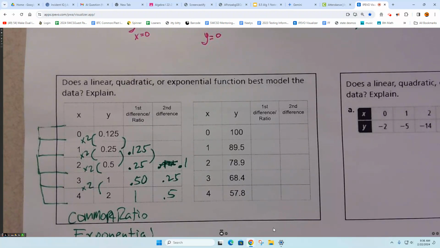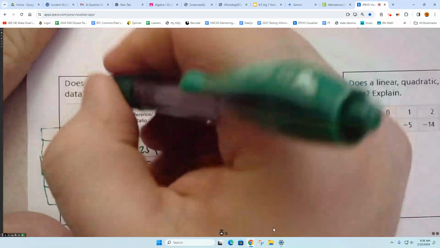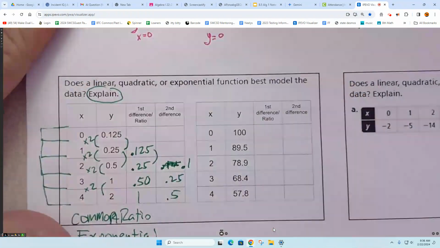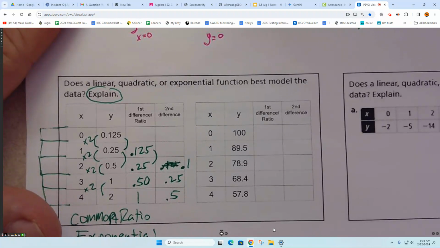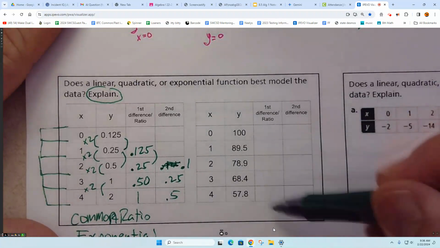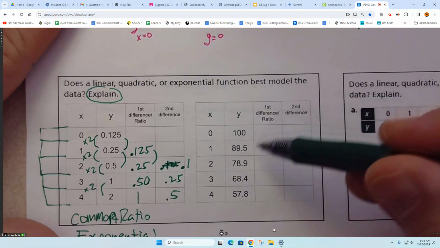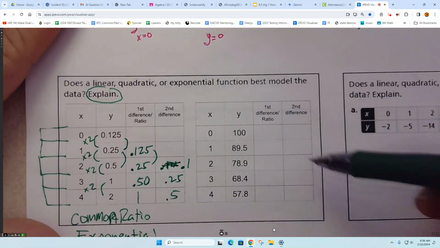I kind of want to look at it and go, do I think that anything's being multiplied here? No. So then as soon as that's out of the door, okay, if I say explain, like it says in the directions, where is my explanation? On this table, in terms of, is it a first difference or a second difference thing?